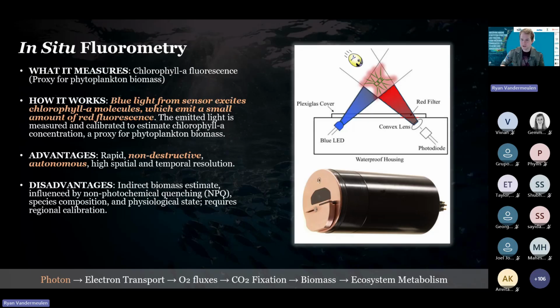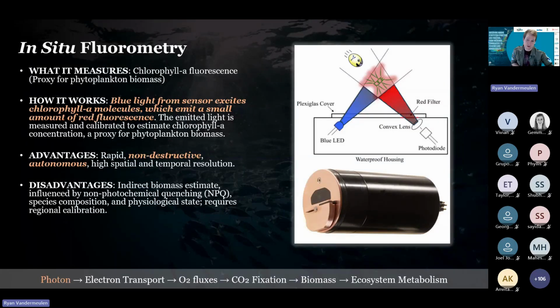So what a fluorometer does is it shines blue light into the water, which excites any proximal chlorophyll molecules, and then an adjacent detector measures the emitted fluorescence. Generally speaking, more chlorophyll in the cell equates to more potential fluorescence, and with careful calibration, we can use the signal to estimate chlorophyll concentration. The major advantage here is speed. These instruments are small, inexpensive, and can collect measurements continuously from ships, autonomous platforms, and moorings.